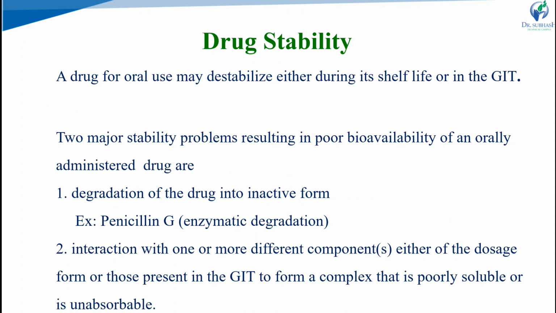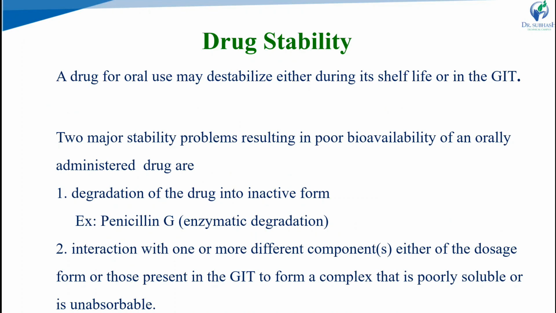And the last one, that is drug stability. How can drug stability affect absorption? A drug for oral use may destabilize either during its shelf life or in the GI tract. There are two major stability problems resulting in poor bioavailability or a poor absorption profile after oral administration. In that case, one possibility is degradation of the drug into an inactive form. We take the drug, then enzymatic degradation occurs and converts it into its inactive form, so that also alters the absorption.